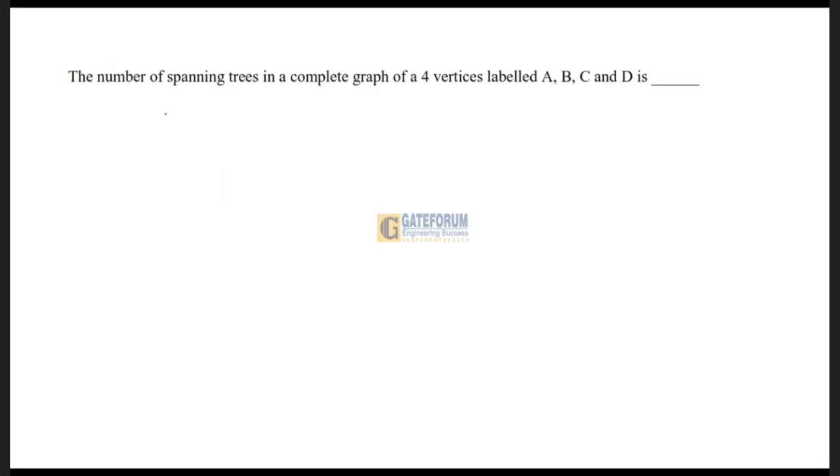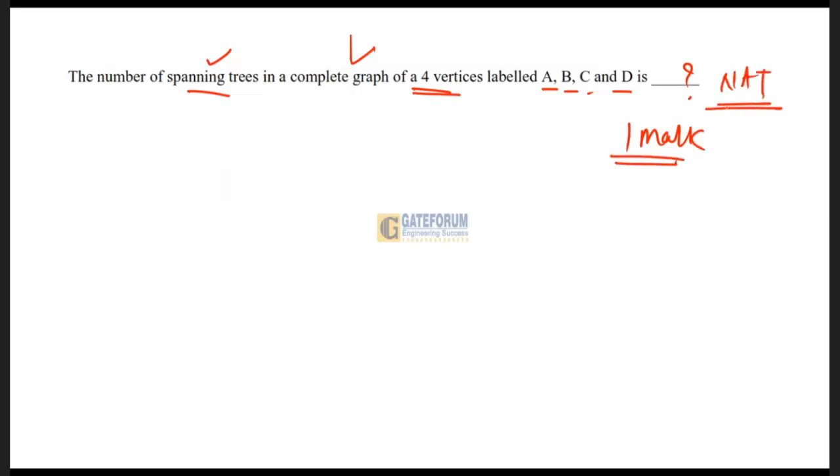The following question was asked from spanning tree and graph theory. The question is as follows: the number of spanning trees in a complete graph of 4 vertices labeled A, B, C and D is. It was asked for 1 mark and the nature of the question is NAT, numerical answer type. So it is a directly formula based question. Number of spanning trees in a complete graph of 4 vertices.